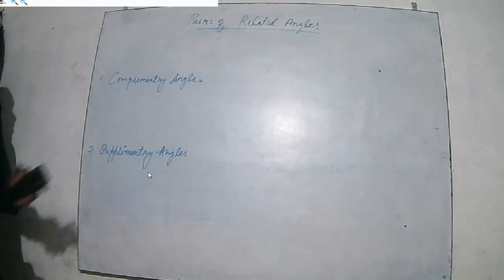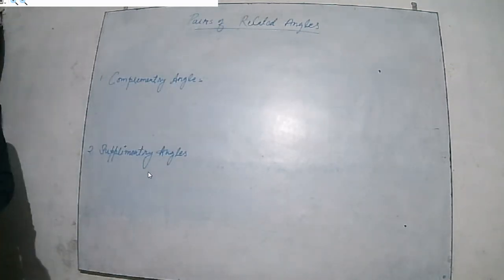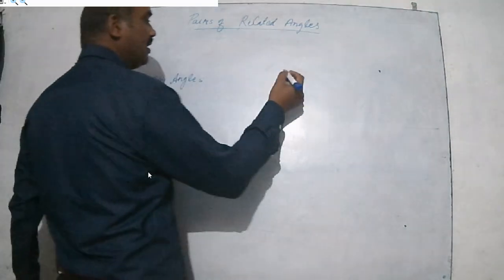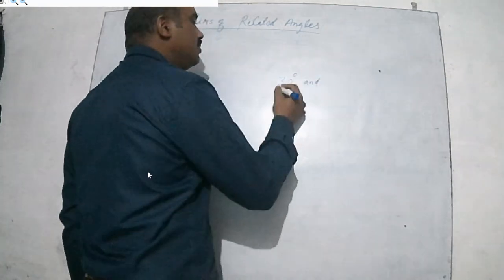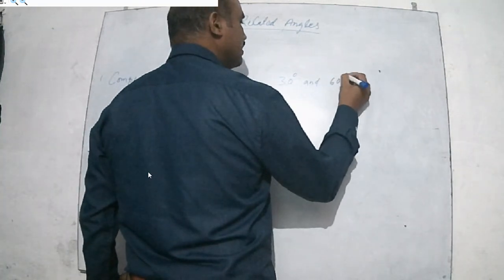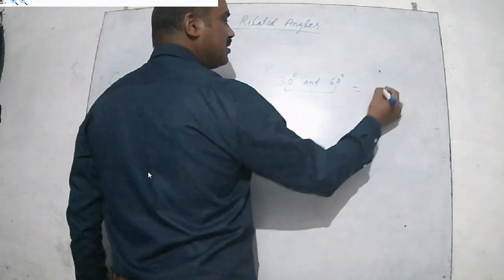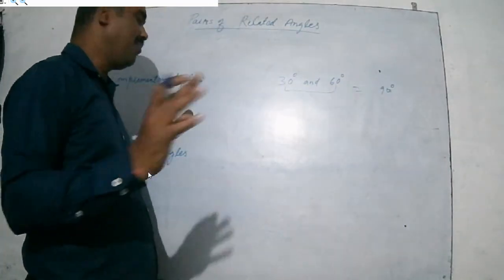Now here we talk about complementary pairs of related angles. Two angles are said to be complementary if the sum of their measures is 90 degrees. Suppose there is 30 degrees given here and another one is 60 degrees given here. Okay, so when you add these two you get how much? 90 degrees. So yes, these two angles are complementary.